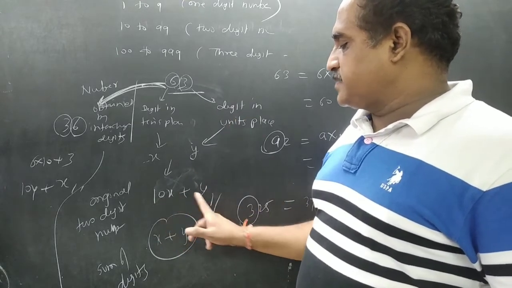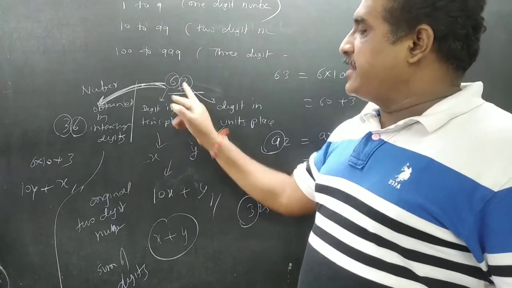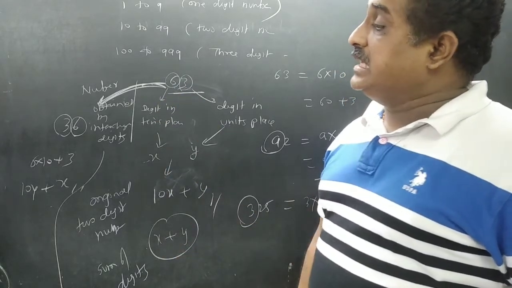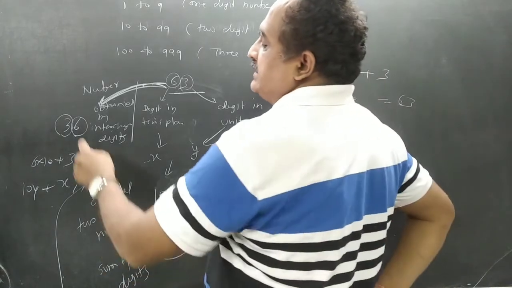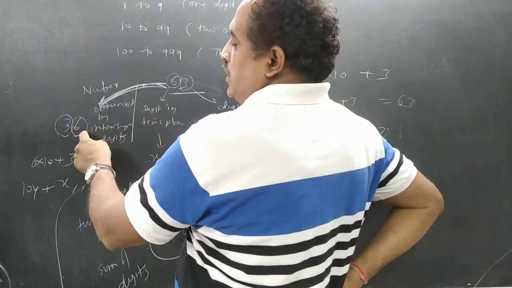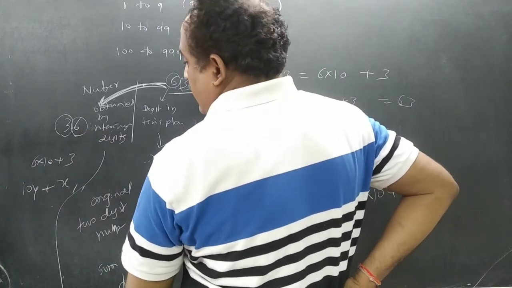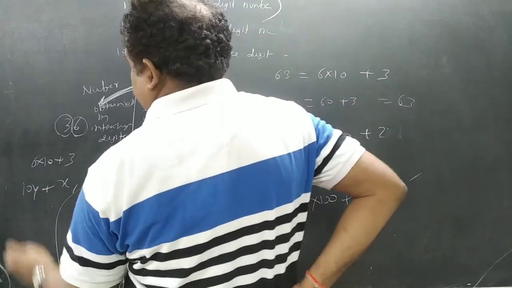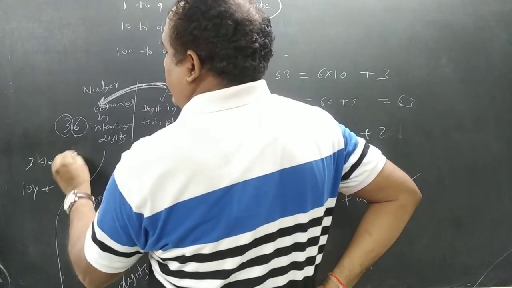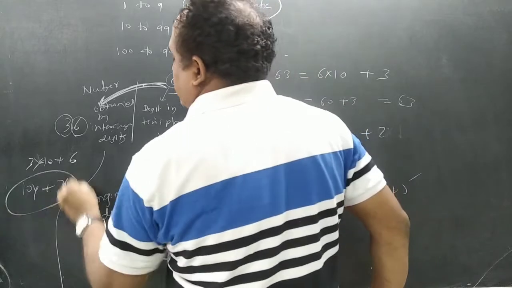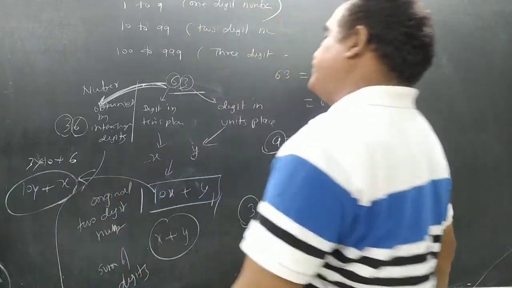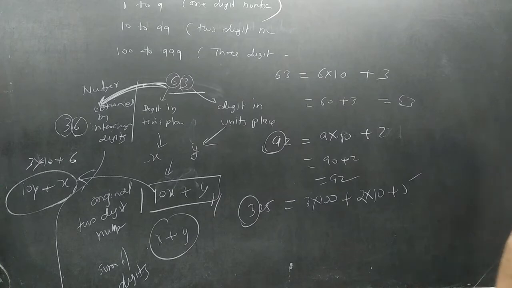We are getting 10x plus y. And when you add these two, it is called the sum of the digits. And in the number obtained by interchanging digits, what do we do? 36 is there, so you multiply 3 into 10, and you add 6 to it. So if this is the original number, this is the number obtained by interchanging the digits. So this way we have to take care while doing two-digit numbers.